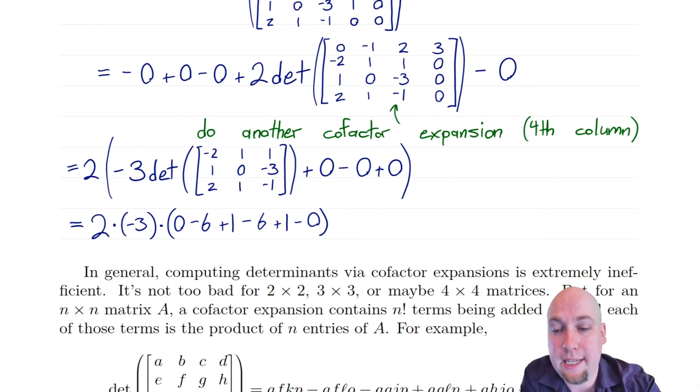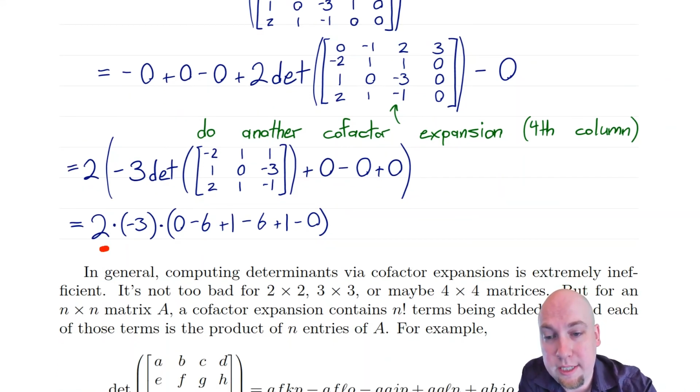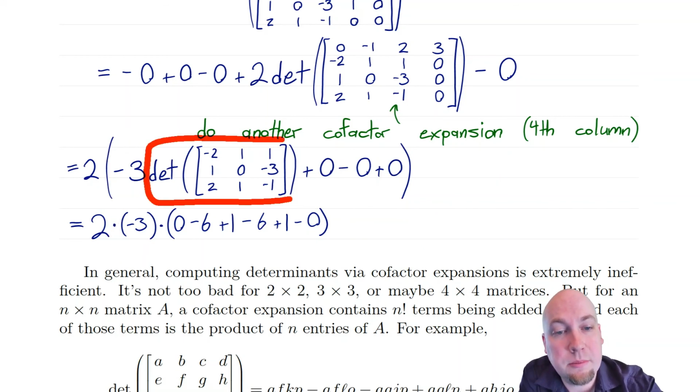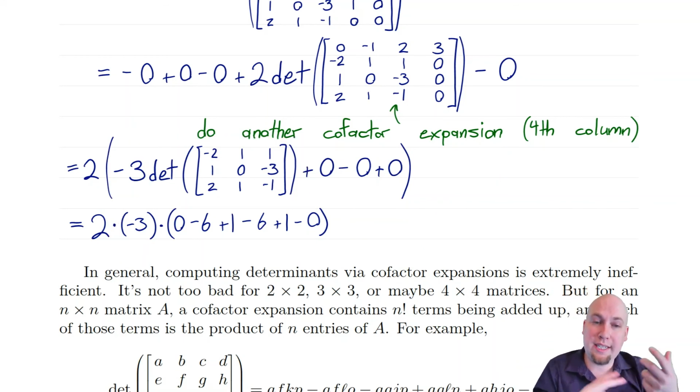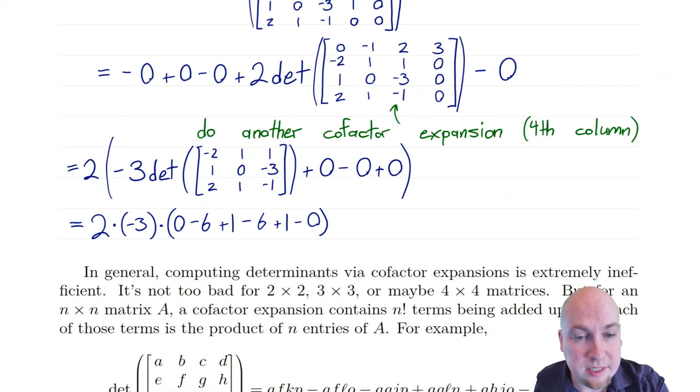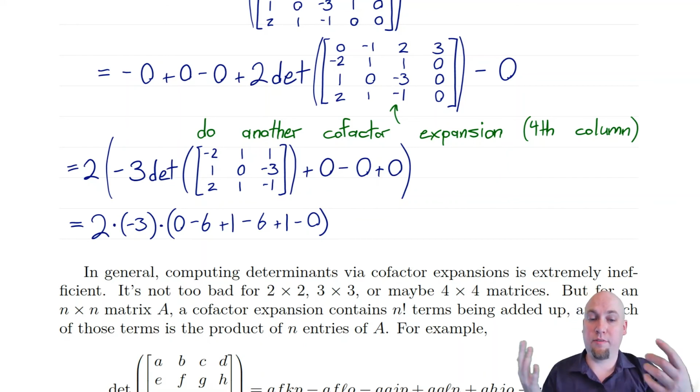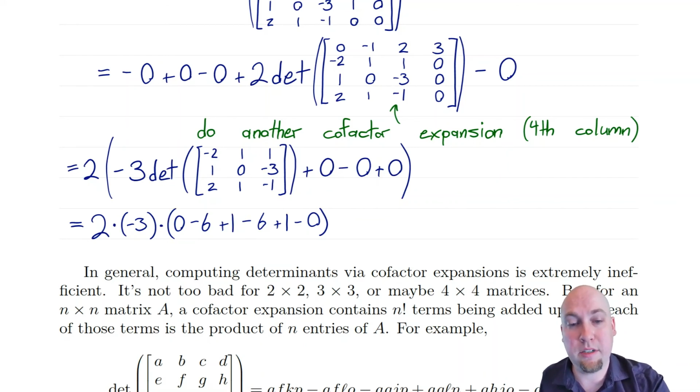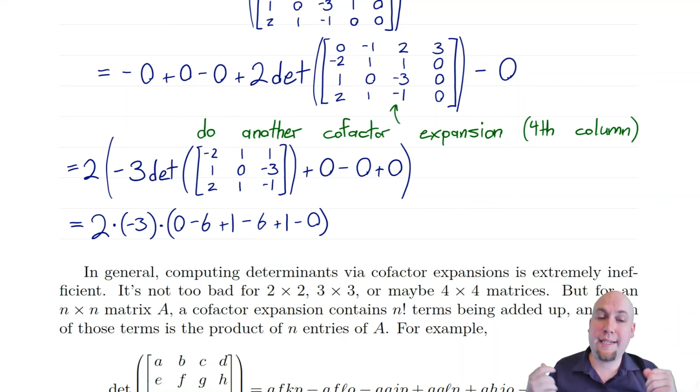Okay, so what do I get at the end of the day? I get this 2 is still there, and then this minus 3 is still there, and then times the determinant of this 3x3 matrix. And what is that 3x3 determinant? Well, 0, minus 6, and then plus 1 from the forward diagonals. So that's where these 3 terms came from, forward diagonals. And now subtract off backward diagonals.